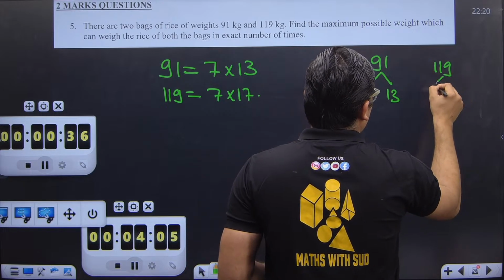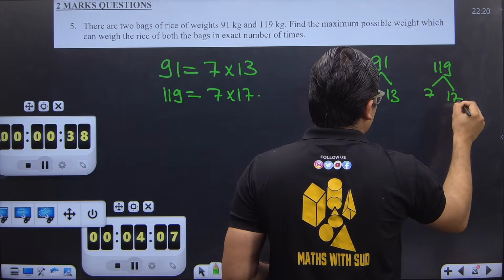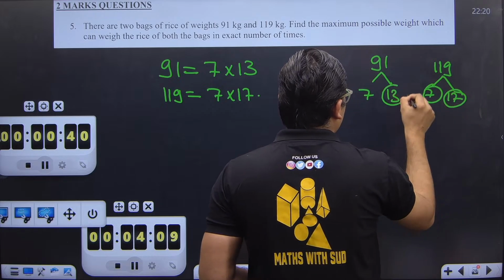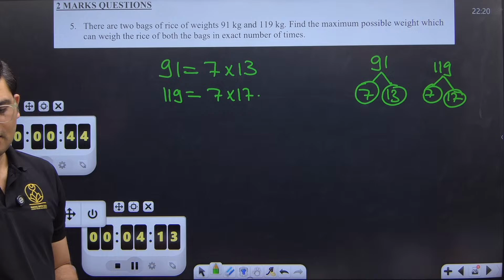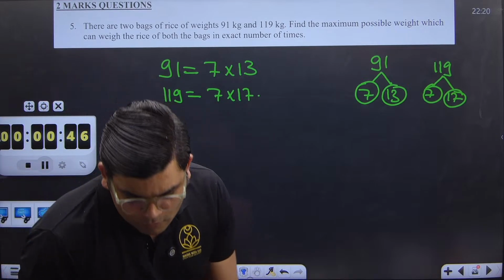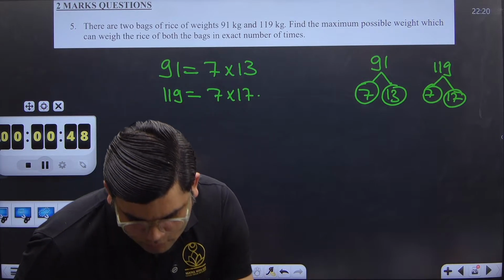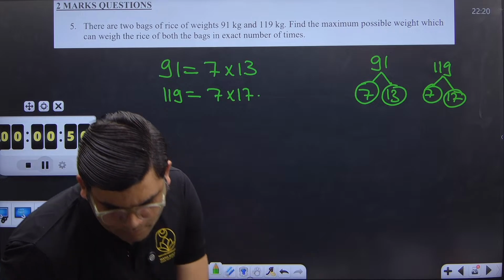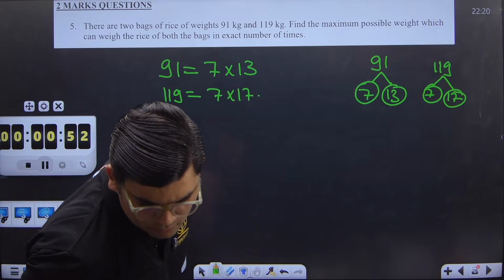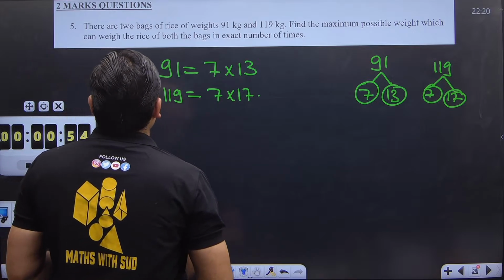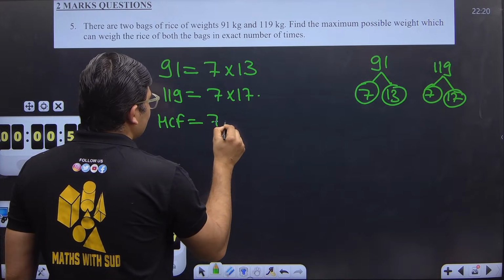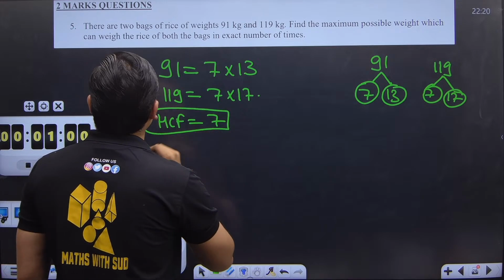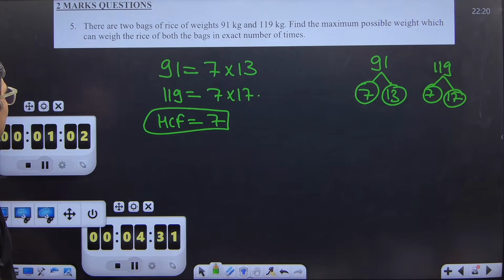7 into 13, 119 is 7 into 17. If you don't know this multiplication table, you won't be able to do this question for sure. So you must know. Okay. So what is the highest common factor? It is 7.